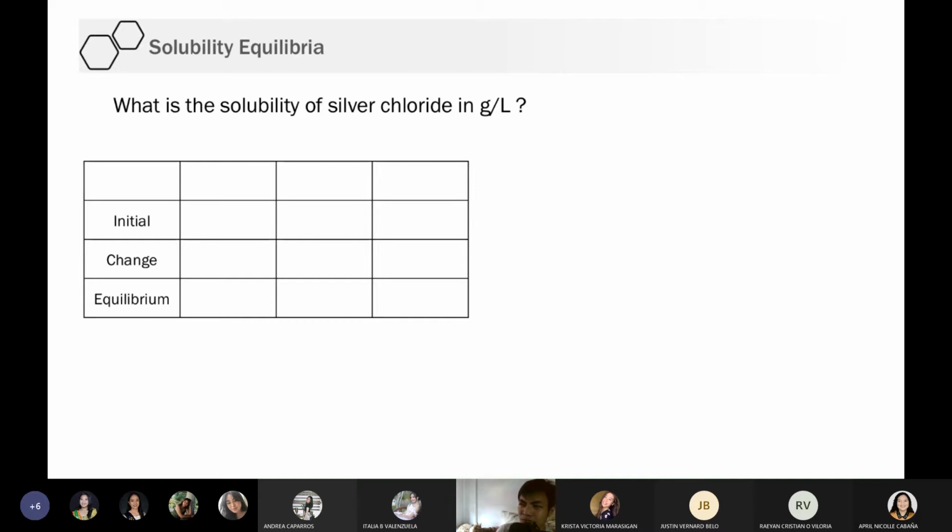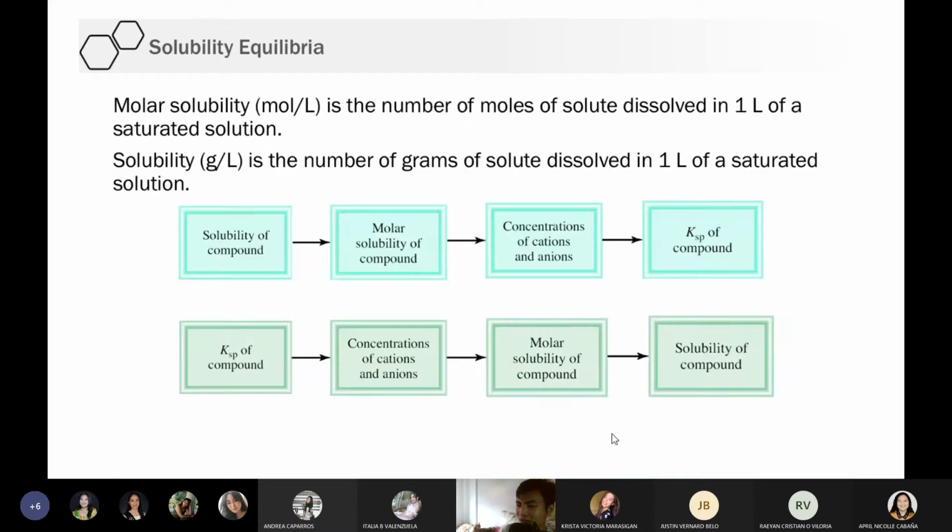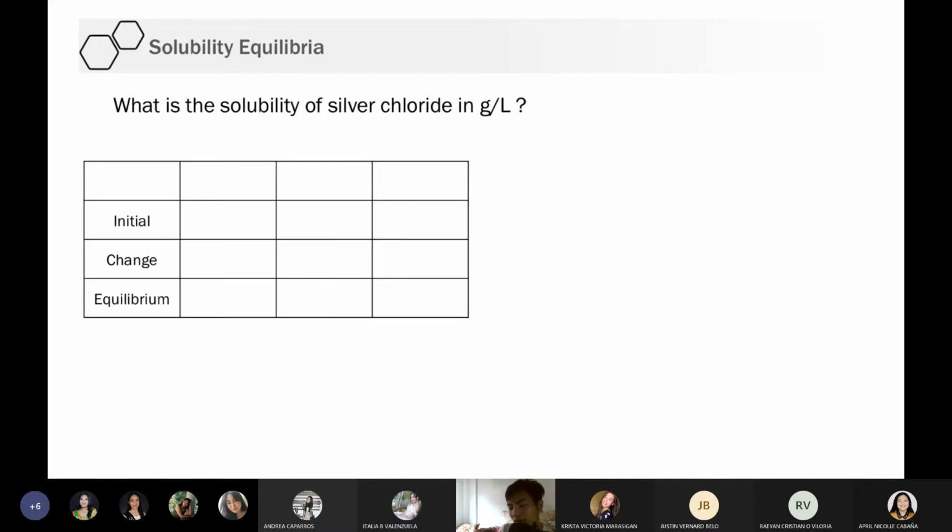Suppose this is the question: what is the solubility of silver chloride in grams per liter? Okay? So hinahanap sa akin yung solubility in grams per liter. So that means I will start with the K value. Okay? Kasi sabi dito, kung hinahanap solubility, you start with the K expression. So for silver chloride, what is the reaction?